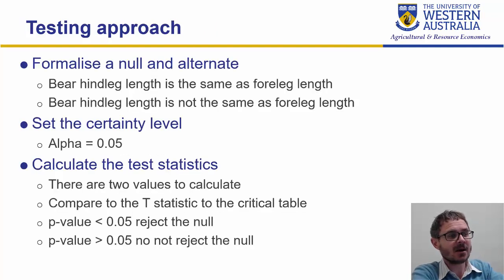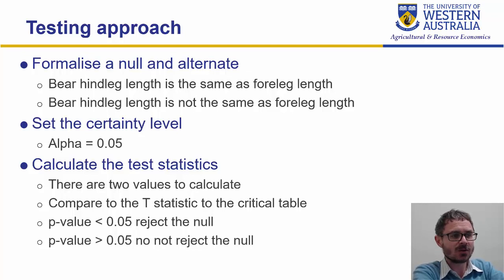Next thing, set up our null and alternate. Hind leg is the same as foreleg. Hind legs are not the same as forelegs as the alternate. Alpha, always 0.05, so nothing new there. Calculate the test statistic. R is going to calculate the test statistic and then use the test statistic to give us a p-value. And we're then going to apply the p-value decision rule to decide whether we should reject the null or not reject the null.